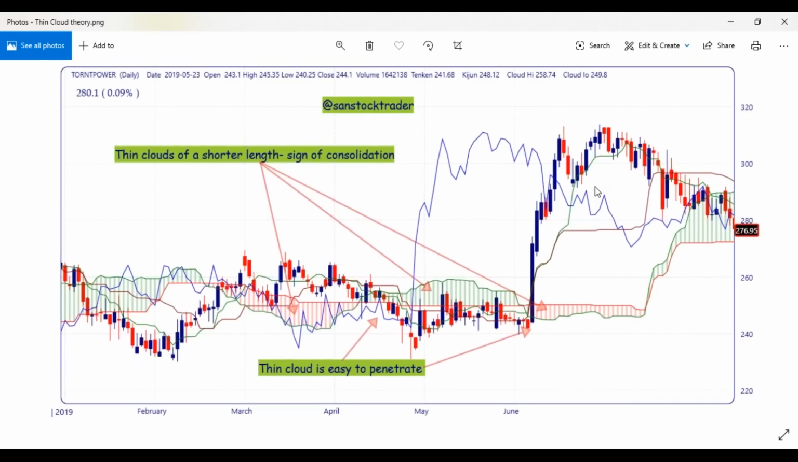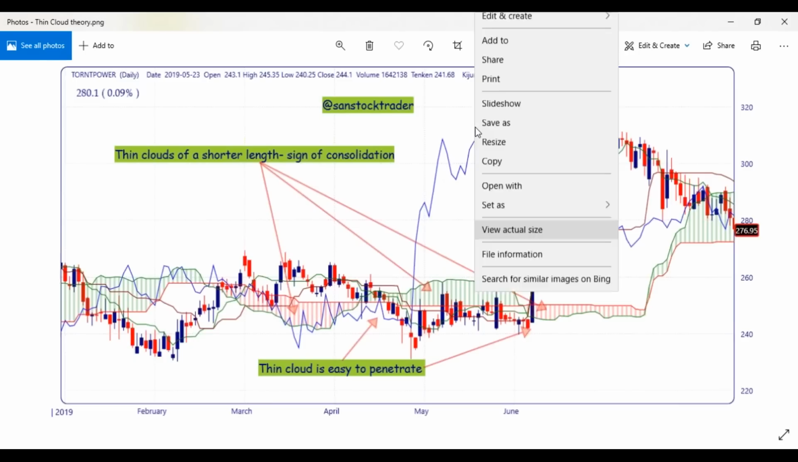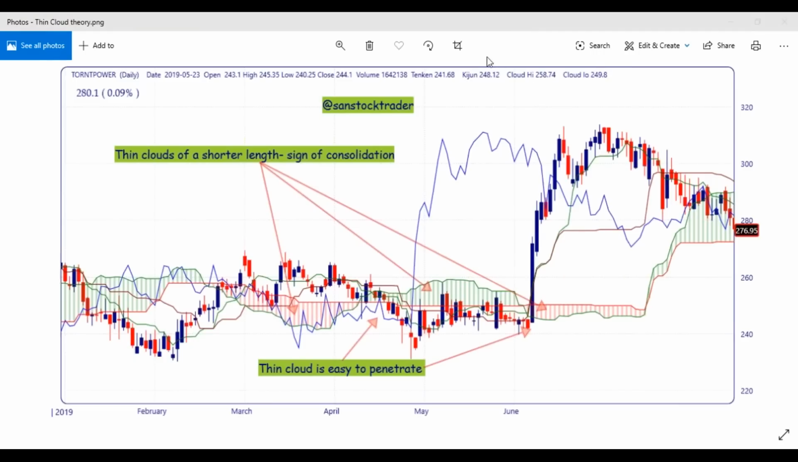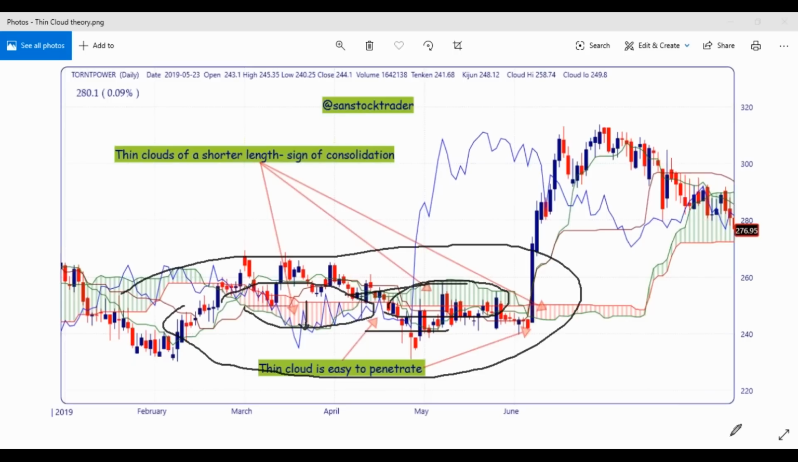Okay, and now one more beauty about the Ichimoku system is it also tells us about the trend. When we are seeing a lot of small and thin clouds, see this cloud and the length of the cloud. The length of the cloud is very small, and look at the thickness. Again, a small cloud, and look at the thickness, and all clouds are within the range. That means this entire region is a consolidation.